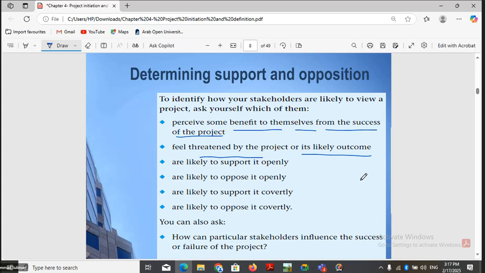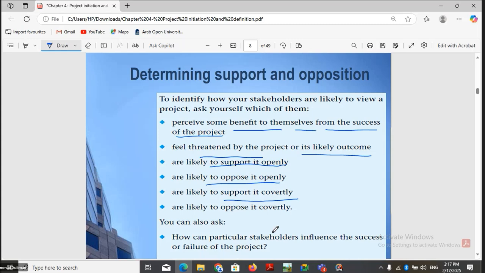If someone is feeling threatened by the project or by the outcome of the project, we need to convince them. As project managers or leaders, we can convince them of the positive side of this project that will help them. Some stakeholders are likely to support the project openly, and some are opposing openly. They're clear that they don't want to do the project, and they are giving reasons why they don't want it. So they are openly opposing it. Now some are likely to support covertly, or for example secretly.